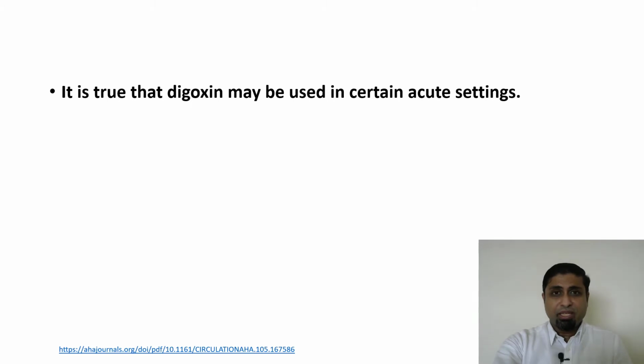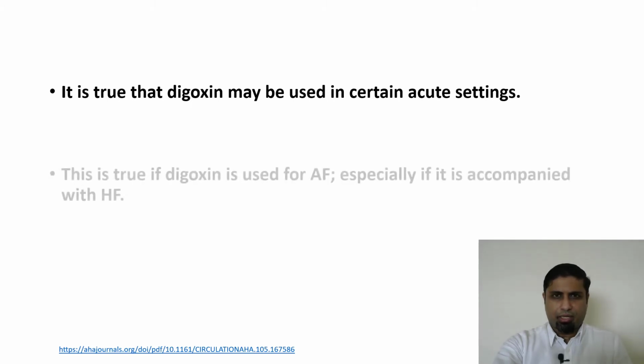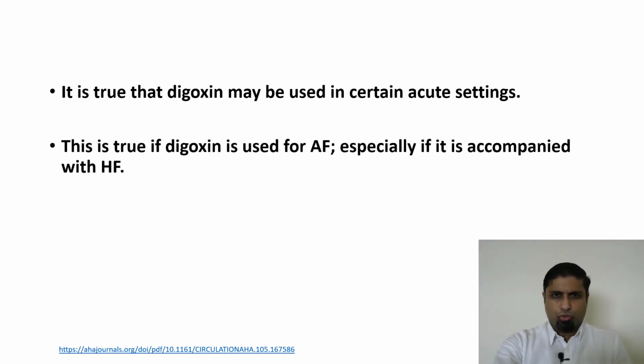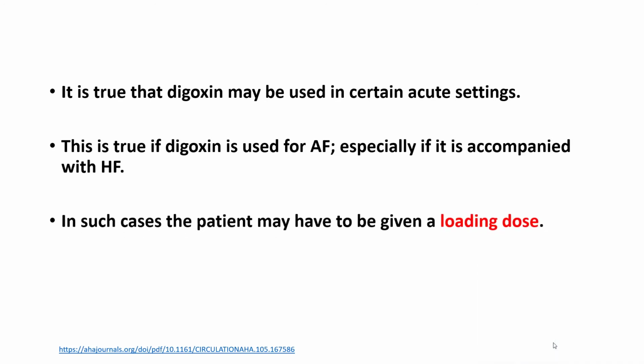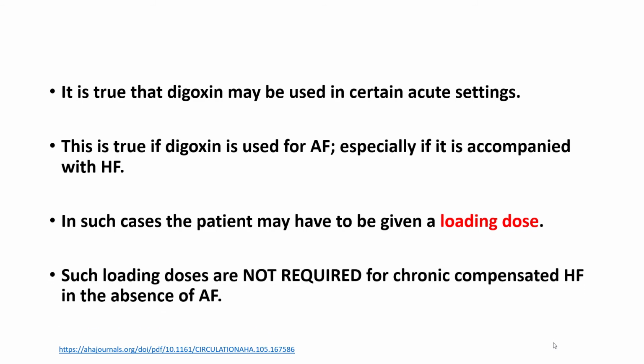Now, can digoxin be used in acute settings? Yes, it can. This is true when digoxin is used for patients with heart failure with coexistent atrial fibrillation. In such patients, the patient may have to be given a loading dose, but it may be remembered that loading doses are not required for chronic compensated heart failure in the absence of atrial fibrillation.